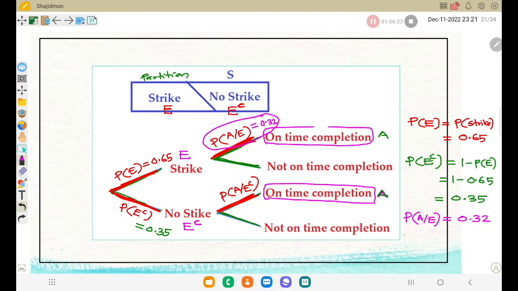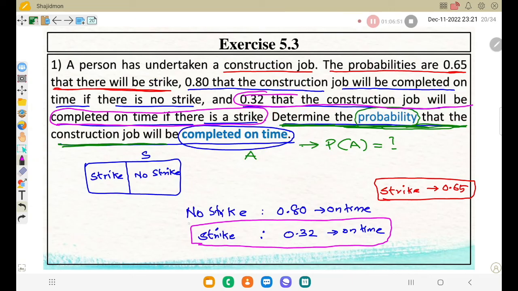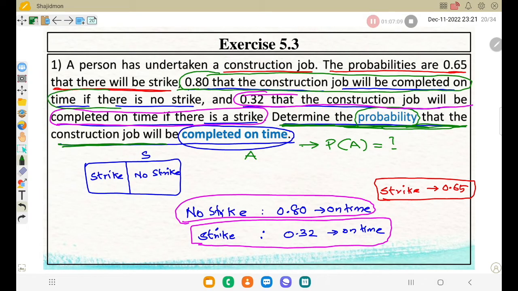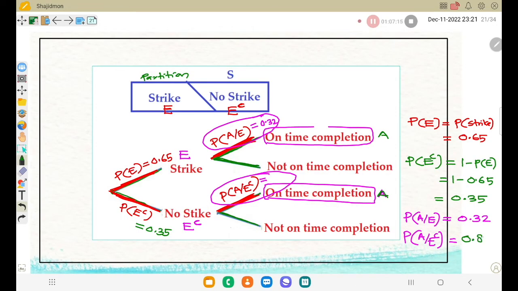Now the second one we need to calculate is probability of A given E complement. What is the meaning of that? Probability of on time completion if there is no strike. We need to write that number here. If there is no strike, what is the on time completion probability? I have written here, no strike. It is 0.80, correct? Here it is mentioned that 0.80 is the probability the construction job will be completed on time if there is no strike. So I can write 0.80 here.